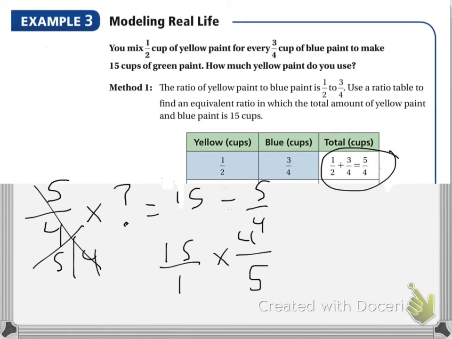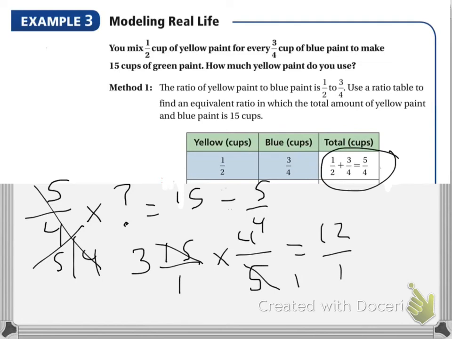4/5. All right. So then, oh, look, I can cross cancel. I'm going to make this a 1. I'm going to make this a 3. And then when I multiply, I end up getting my 12 over 1. So what that means is that I have to take this 5/4 times 12 and I will get the 15. So now if I separate back out my 1/2 cup and my 3/4 separately, and I times those each by 12, I'll get how much yellow and how much blue.